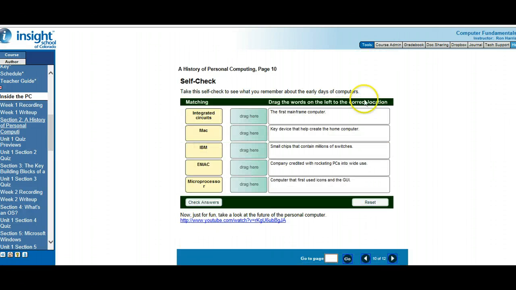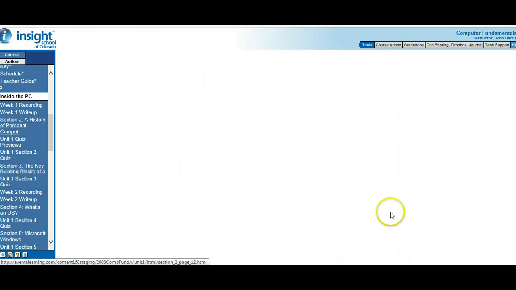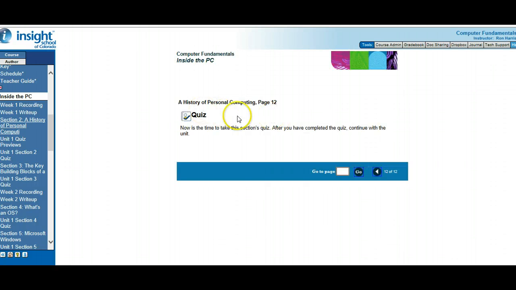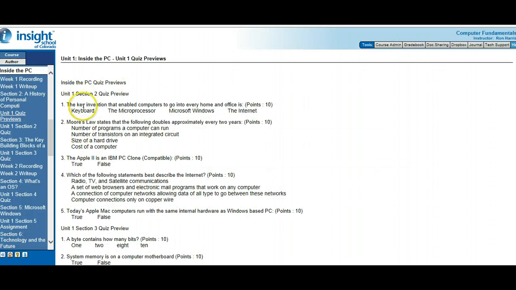Here's a little self-check in the course. Make sure you go through all these self-checks. This is just a drag and drop to see what you learned, what you know. And we're not doing any of the discussions in the class, so don't worry about doing that. But you can see some of these questions I have as part of the write-ups. And you have a quiz. So the first quiz for the class, and right here are the quiz previews, and here's the quiz. So this has all the quiz previews for the whole unit, not only for week 1 but also week 2. So this can help you do the quiz.